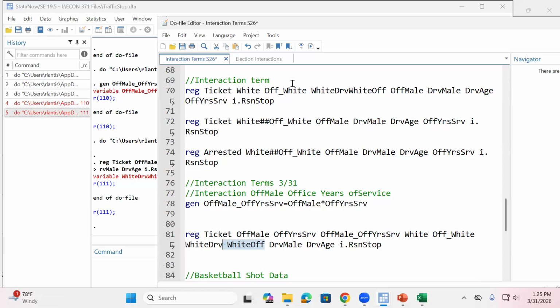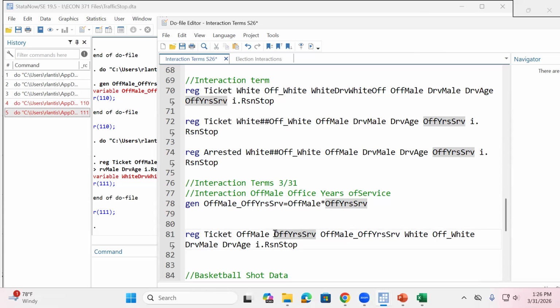I copied something that I didn't want. What did I copy? Officer being white. I don't know why I added that in. We already have is the driver white, so we get rid of this. What did I add here? Oh, because I got rid of this. Hold on. Well, this is what we want, right?